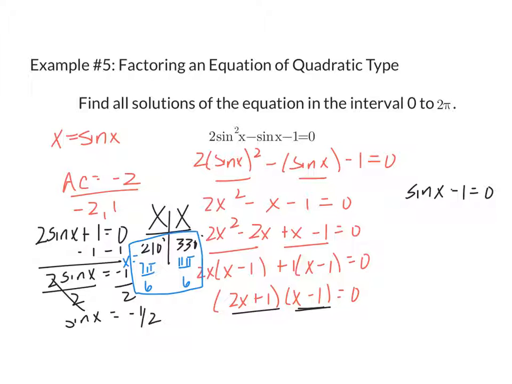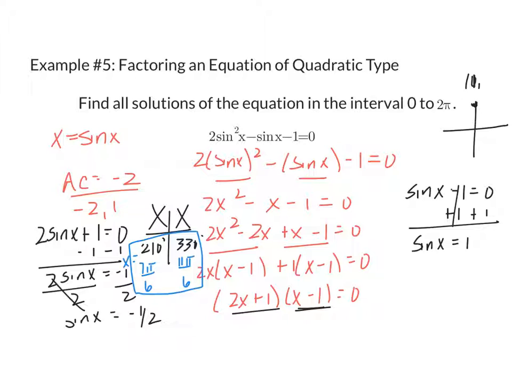Okay, and then on the other side, I would need to add 1, because I'm not done with my solutions. Add 1, and I have sine of x equals 1. Well, where is sine 1? Well, first of all, sine is your y value, and the only place where y is 1 is at pi over 2.